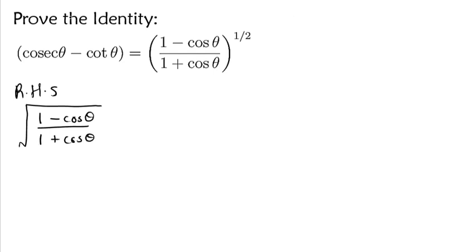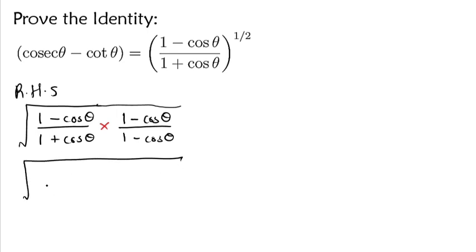So what we can do is we can rationalize what we have inside the square root. So let's just extend the square root like this. If we're rationalizing, we're multiplying it by the conjugate of the denominator. The denominator is 1 plus cos, so its conjugate is 1 minus cos, divided by 1 minus cos. So let's see what this gives us.